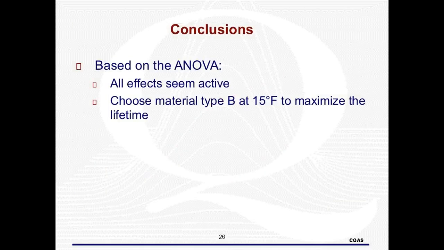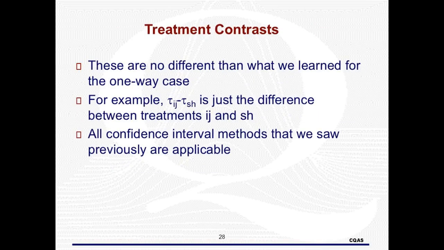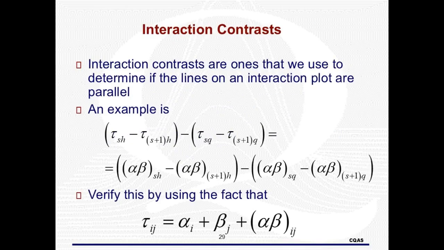Above are the conclusions. We can create 3 types of contrasts. These are just the one-way ANOVA model contrasts. These allow us to determine if the lines on the plot are parallel by utilizing the hypothesis that the above contrast is equal to 0.